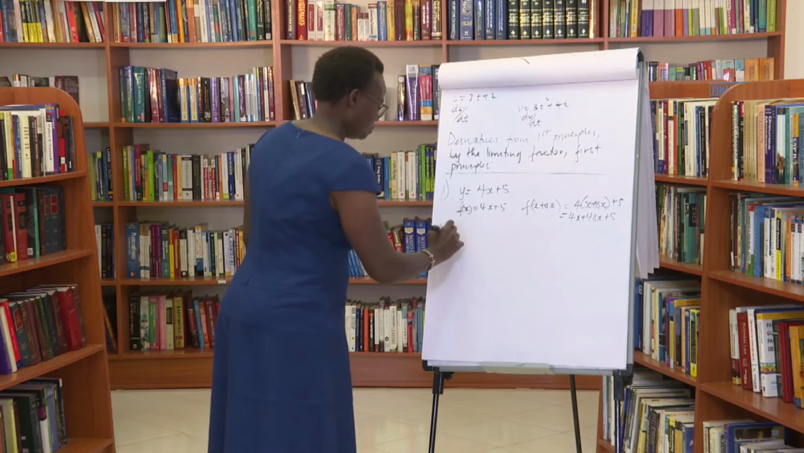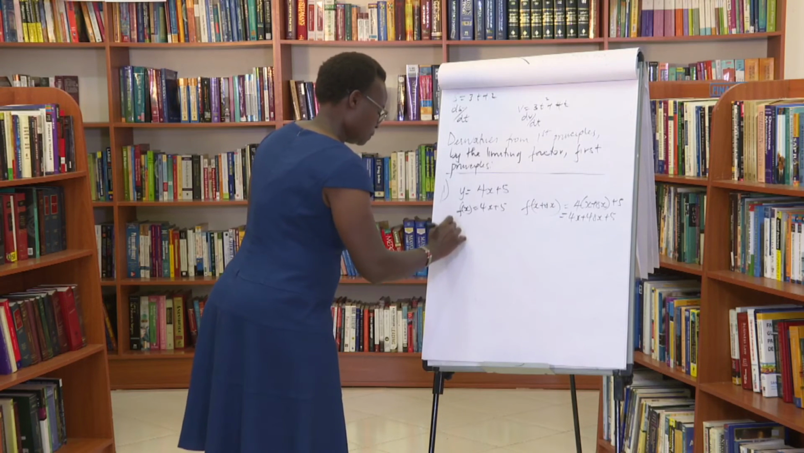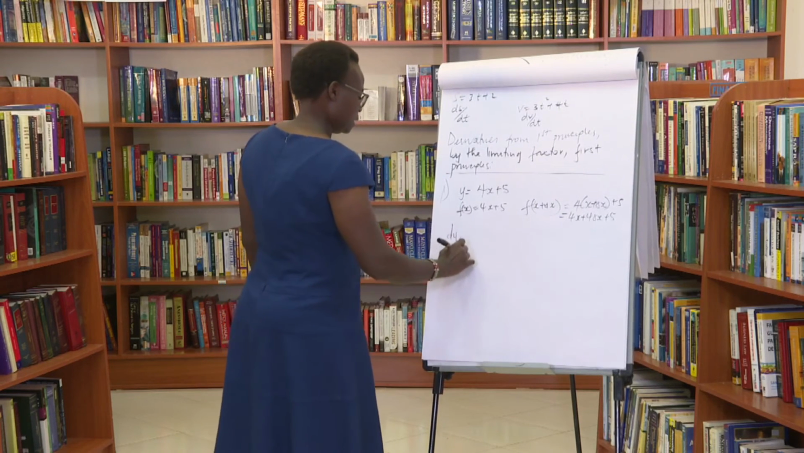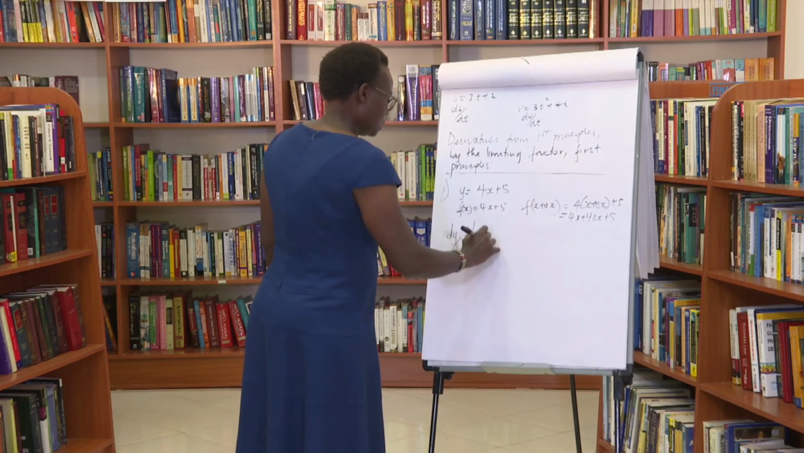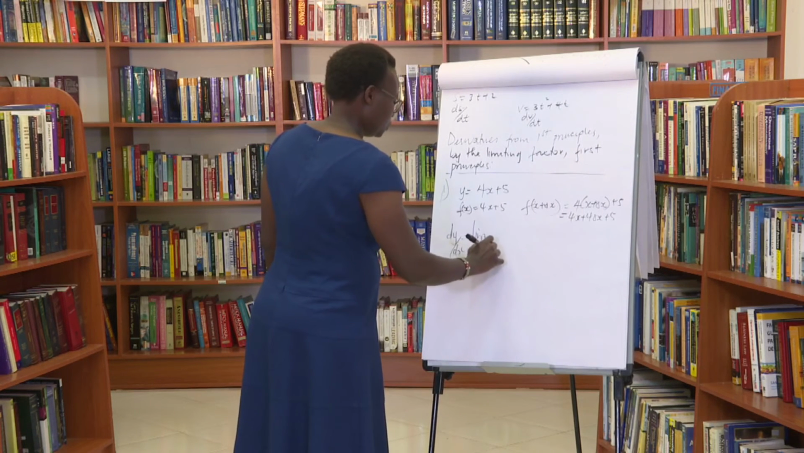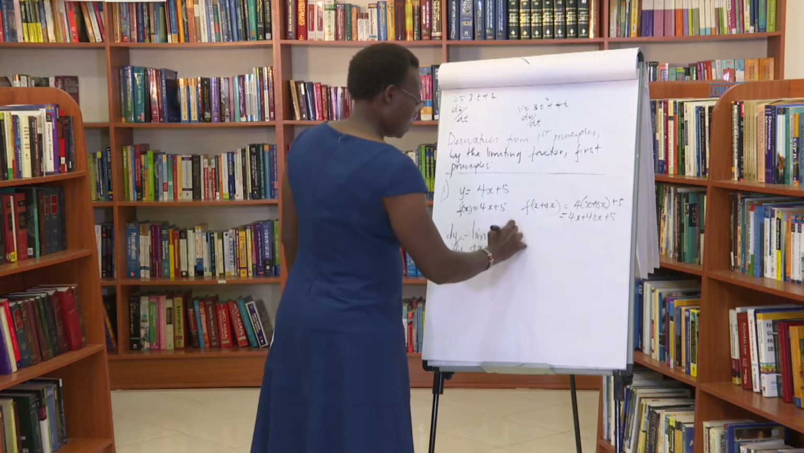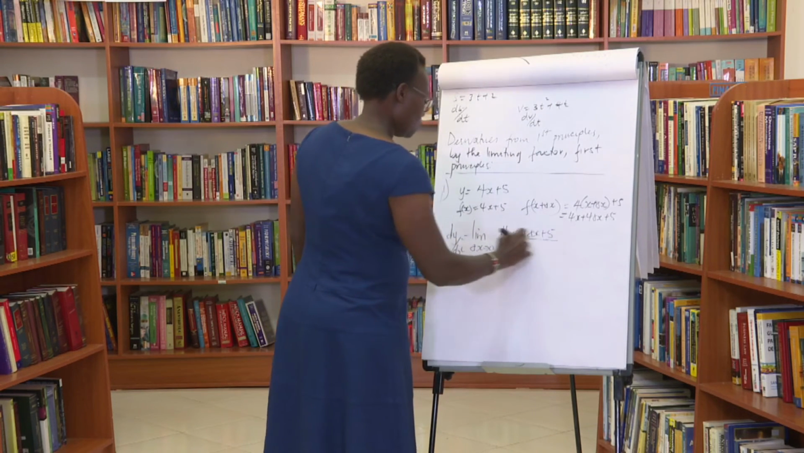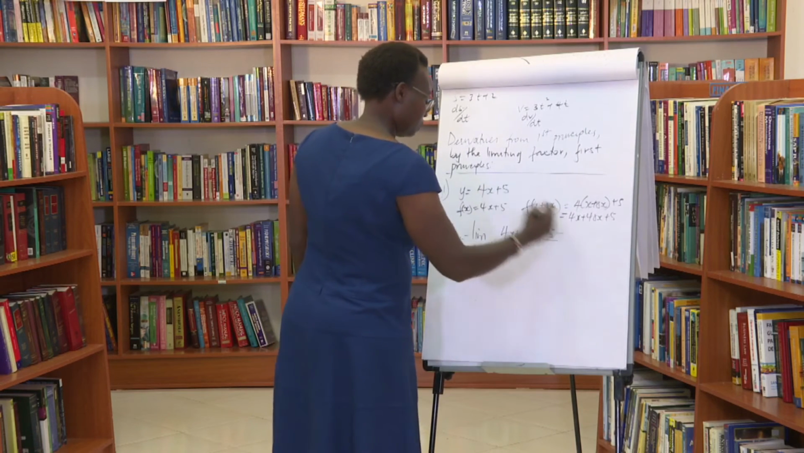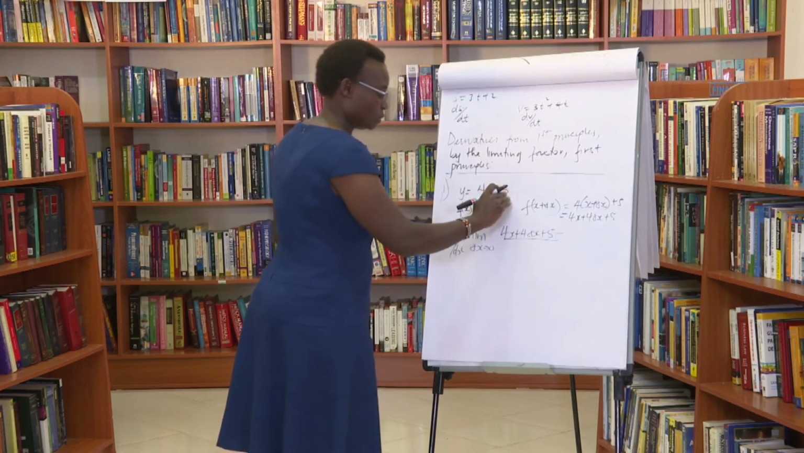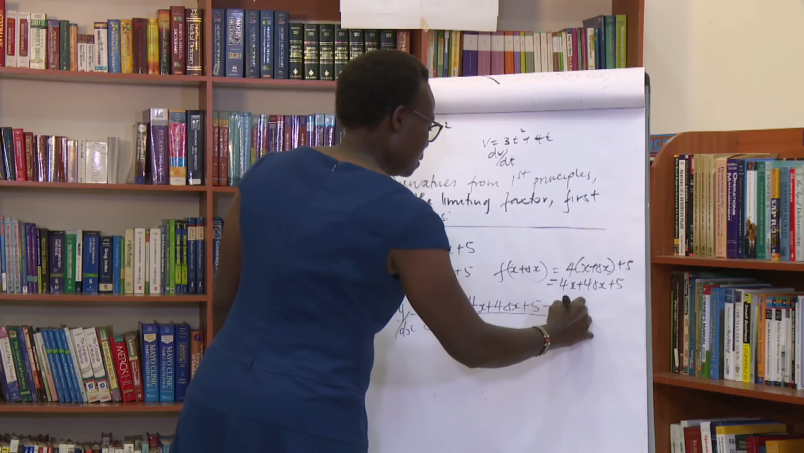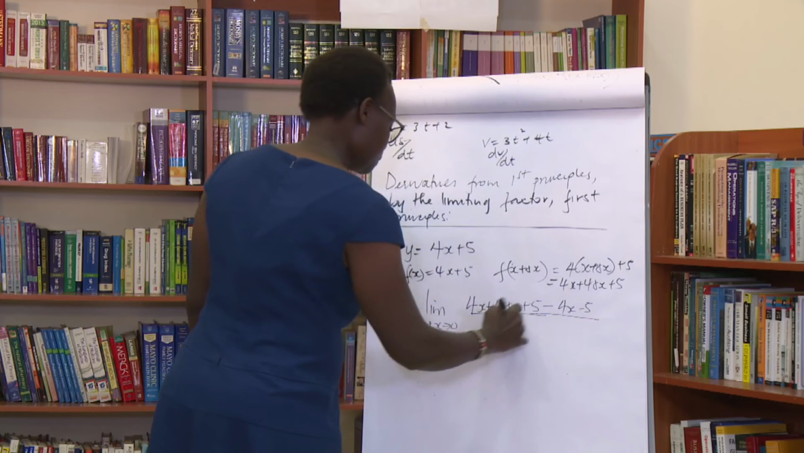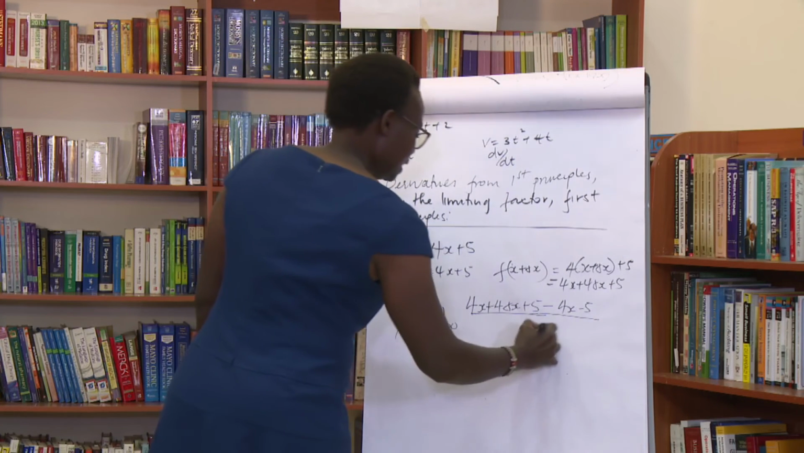Then we can bring in our definition. So dy over dx is going to be limit as change in x tends towards 0 of f of x plus change in x, so that is that, over minus f of x. f of x is this one, so we are subtracting this one. That will give us minus 4x minus 5. And then over change in x.